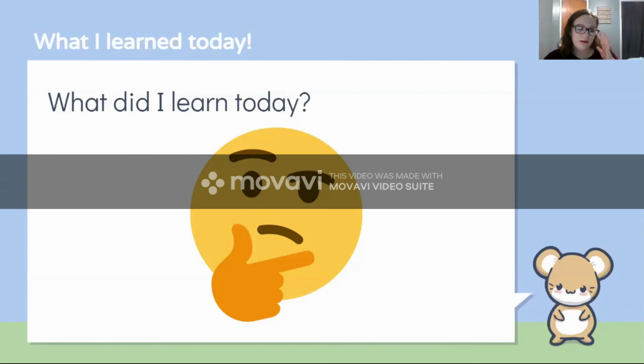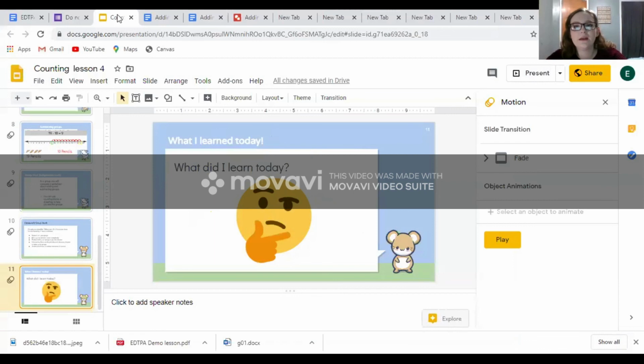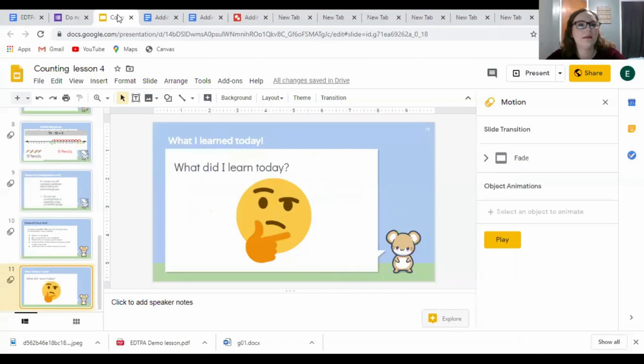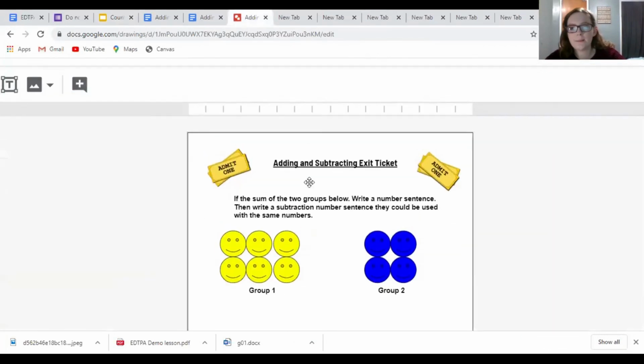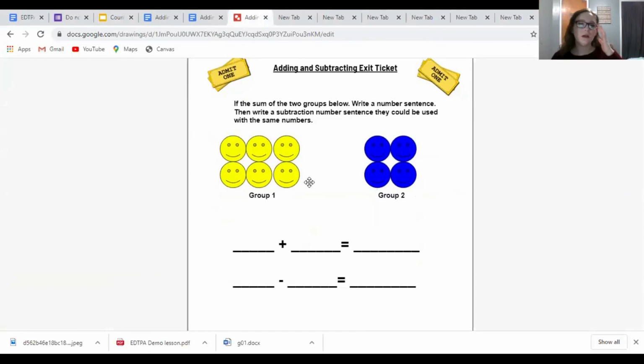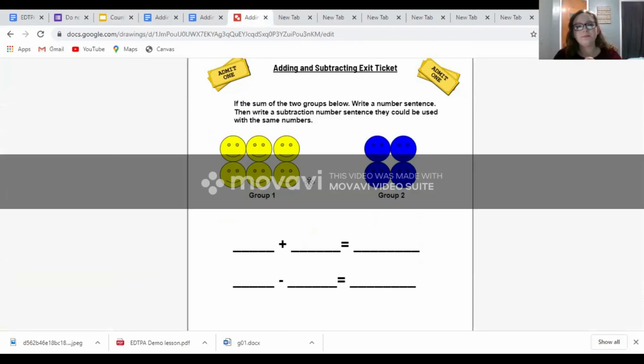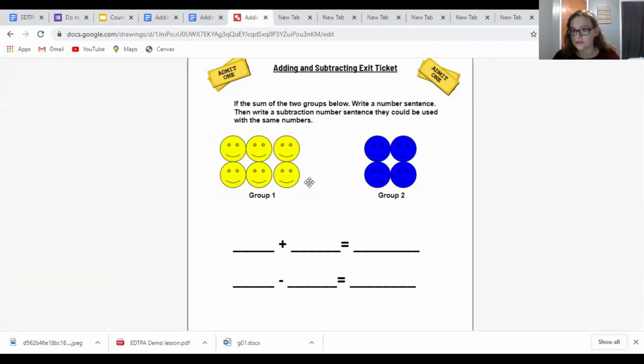This will be a 2-minute closure, and before students leave, they will be completing an exit ticket that is online. It's going to be handed out to them, and it's going to look like this. It will have just these two groups, and they're going to have to find the sum of the two groups, write a number sentence, and then use that addition sentence to write a subtraction sentence. So the bigger number goes in the front, and the other two numbers are kind of interchangeable on the other ends.